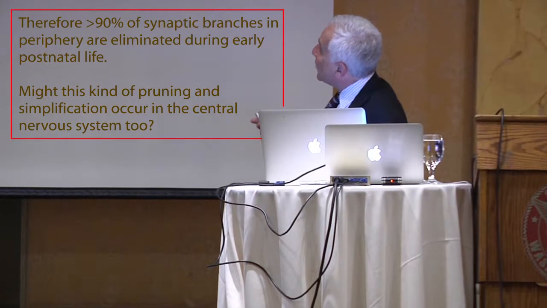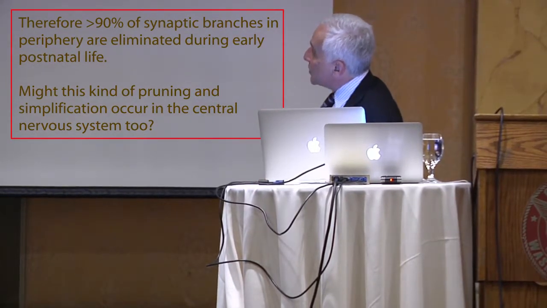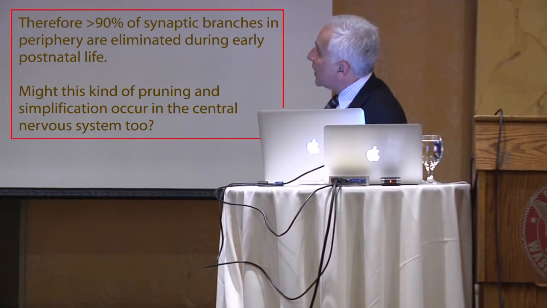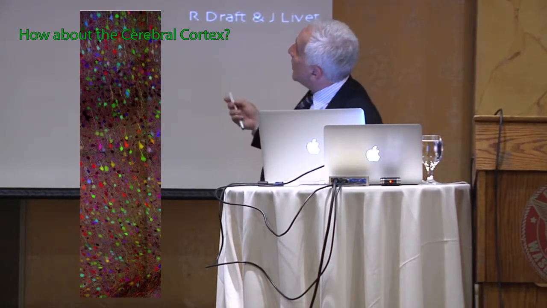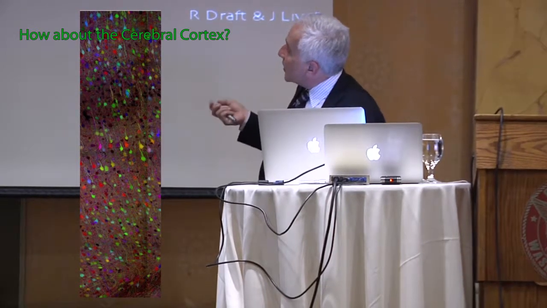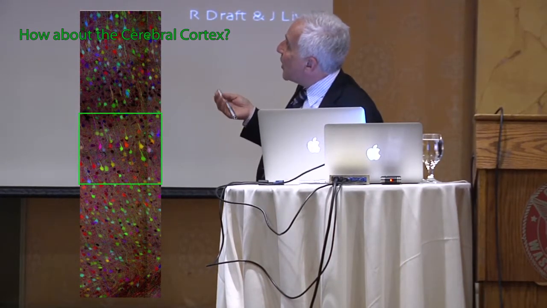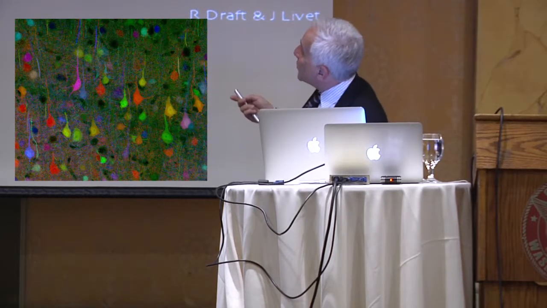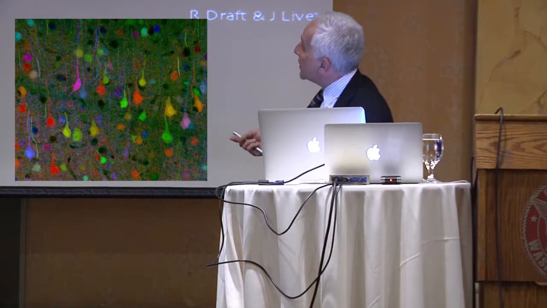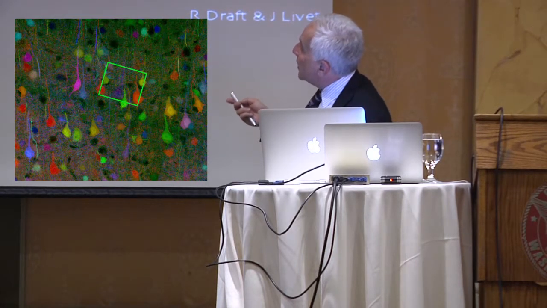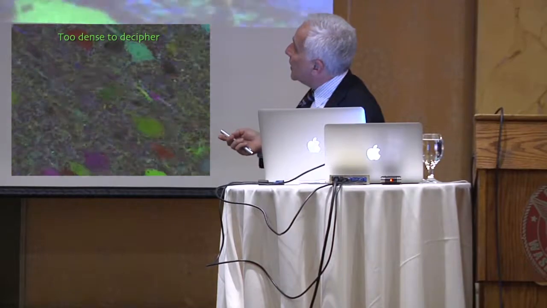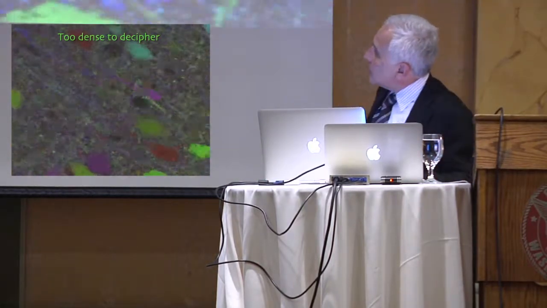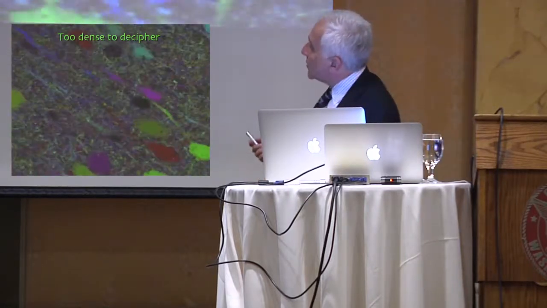Could this kind of pruning and simplification occur in the central nervous system as well? I think to answer that question, we're going to have to look in the cerebral cortex. This is a picture of the Cajal type Golgi stain, but now with rainbow, where we have every cell a different color. You might say, well, why don't we just trace out the wires of each of these axons? If we zoom up on an area like this and try to do that, it's very disappointing because, big surprise, there's too many wires. It's very hard to use rainbow to do this kind of work.